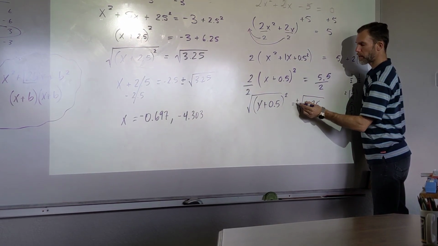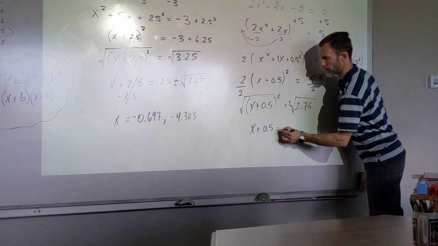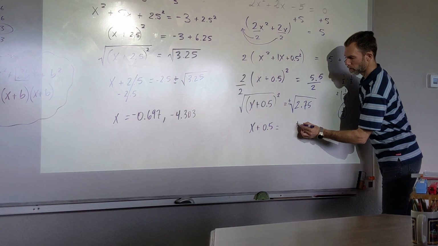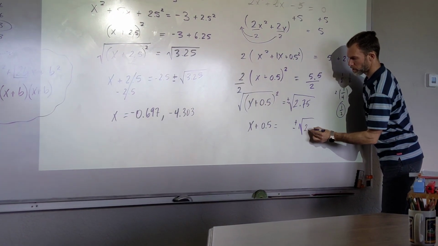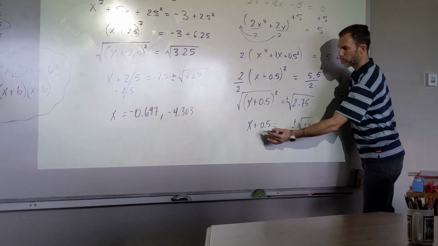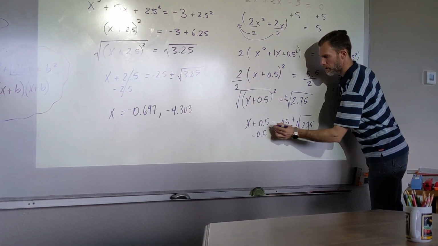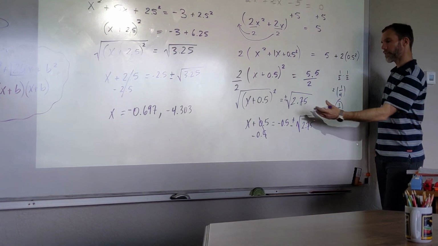This has to be plus minus. So I get x plus 0.5 equals plus minus the square root of 2.75. Move this over. So subtract 0.5 off of both sides, and then these are our answers.